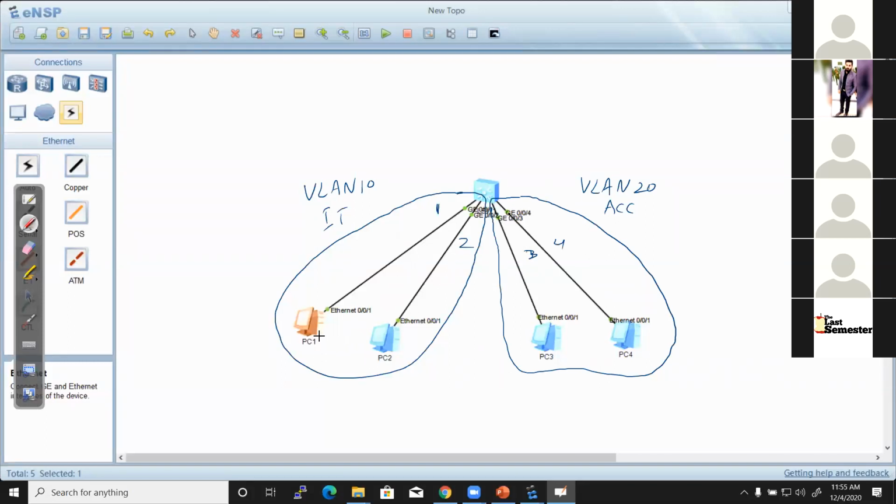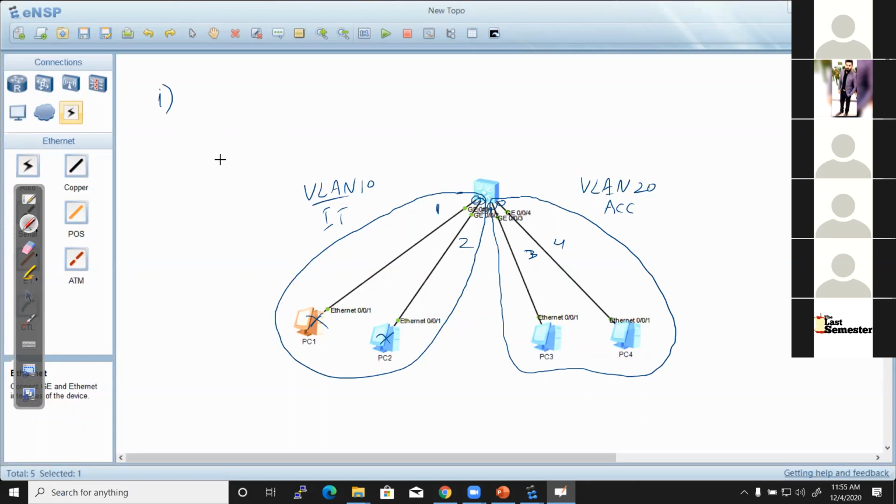Just remember one thing, nothing is related to the PC with the VLAN. The PCs don't even know what a VLAN is. This is all about the interfaces of the switches. All right, so first of all, we need to create a VLAN.